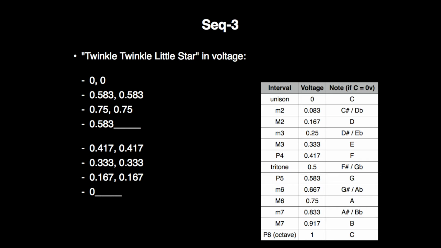And then star is going to be back to G. So that's 0.583. Then for the second phrase, "How I Wonder What You Are," How and I are both on F, 0.417, 0.417. Wonder is on E, 0.333, 0.333. What You is the D, so 0.167, 0.167. And then the last note, it doesn't repeat, so we just come down to one last 0 volts there. Let's go ahead and program that into our sequencer.